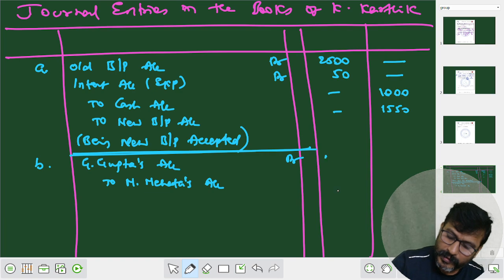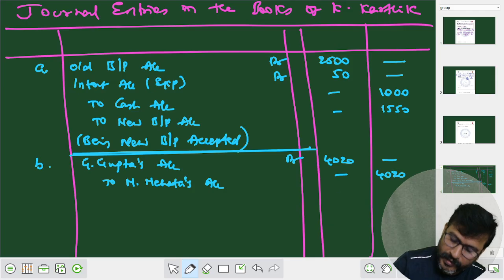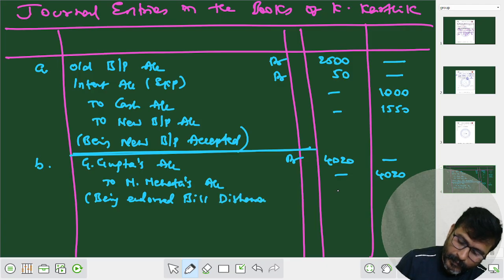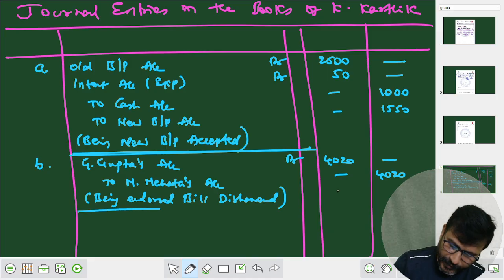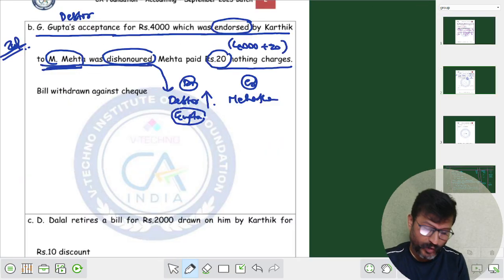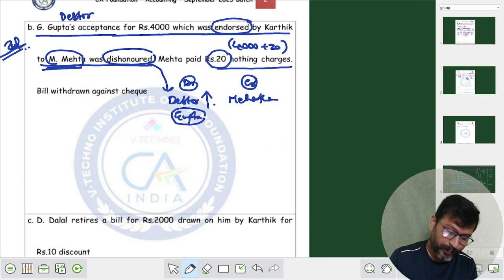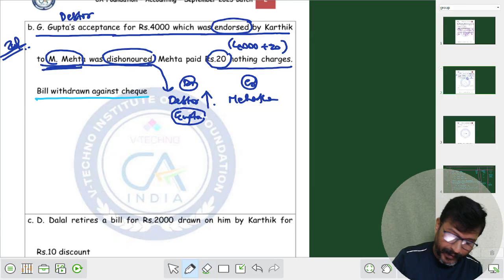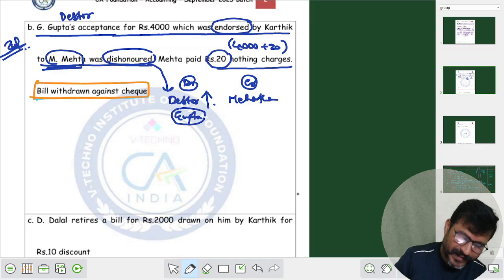How much amount? 4,000 plus 20 as noting charges, being endorsed bill dishonored. Got it? Okay. Still in the same point, do we have any other message? Bill is withdrawn against cheque. What do you mean by bill is withdrawn against cheque?